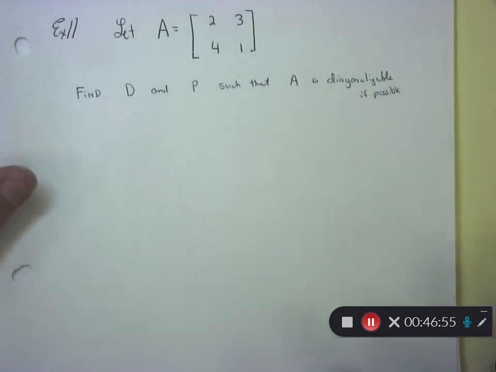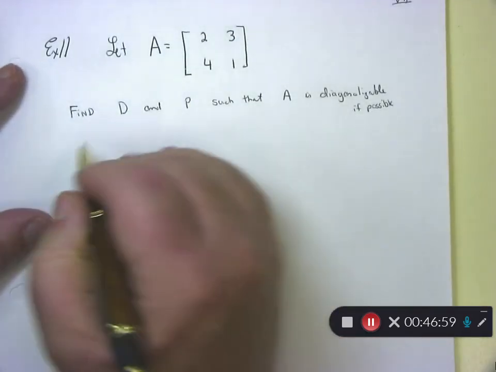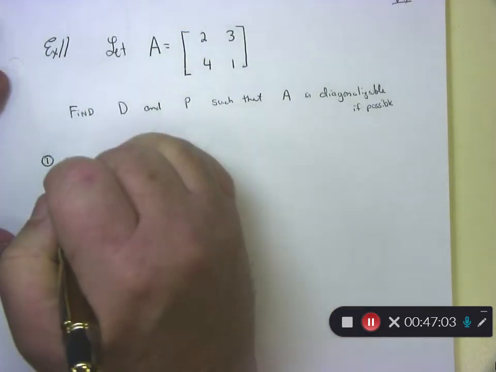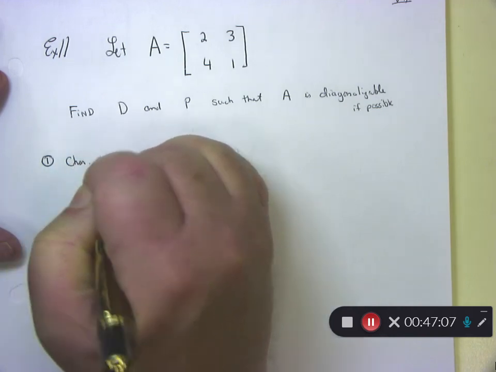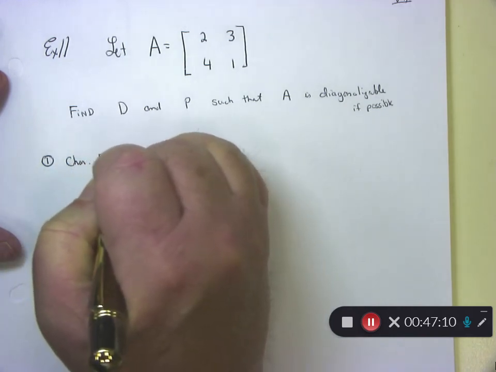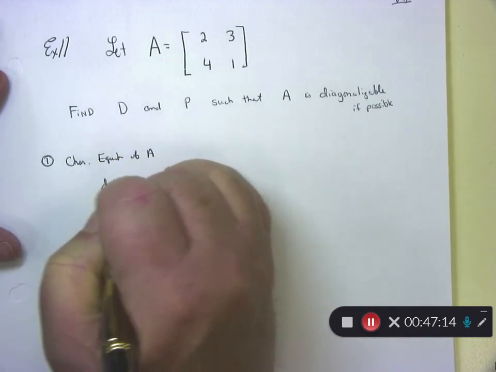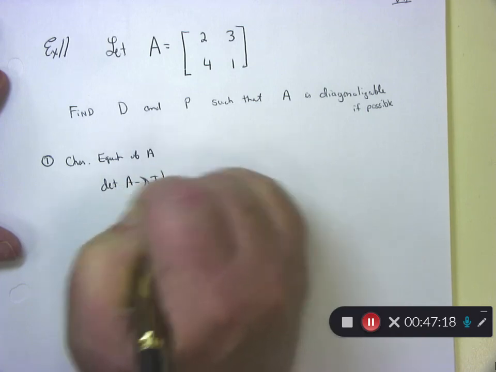So here we go. First thing I'm going to do is find, if you want steps, I'll give you steps. I'll put it in number 1 here. Let's go for the characteristic equation for matrix A. This will be the determinant of A minus lambda I.